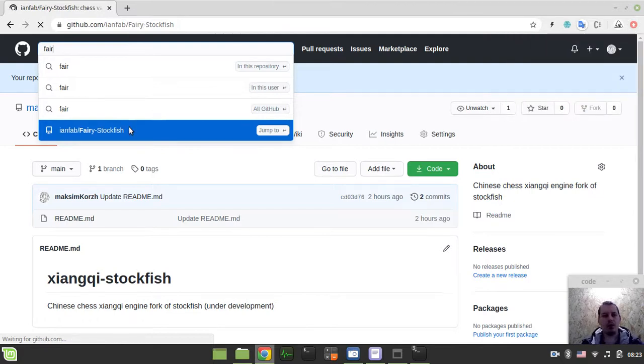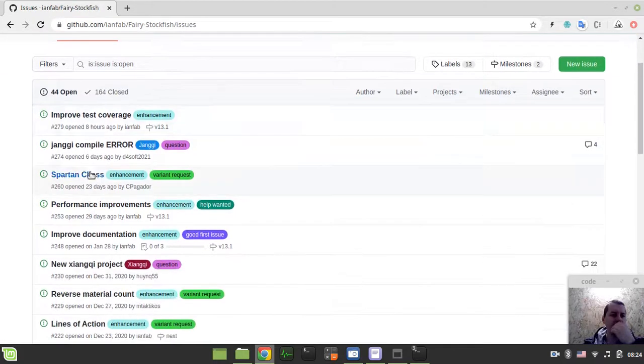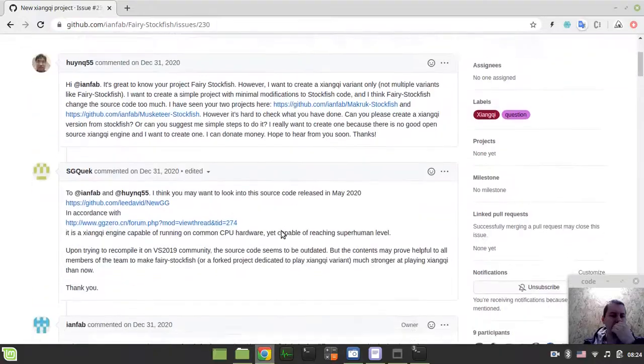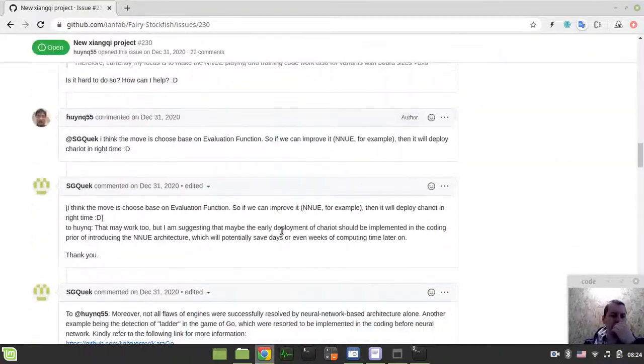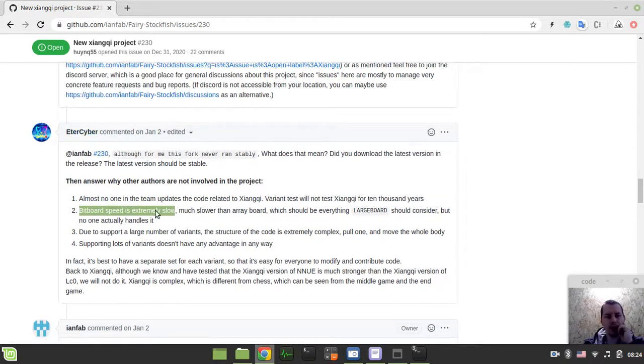Okay, so I'm going to the issues, and here is the issue, I believe. Bitboard speed is extremely slow. So this is Wilbert Li, author of Chameleon. Much slower than array board, which should be everything a ledger board should consider, but no one actually handles it.